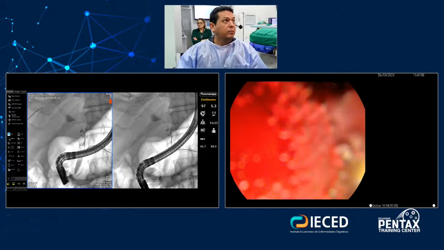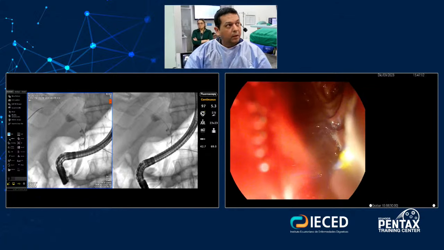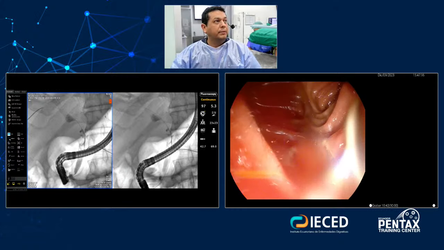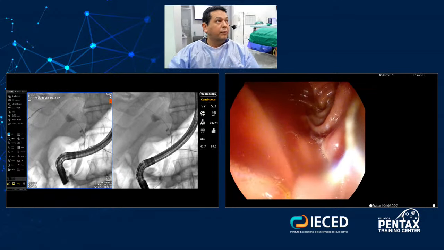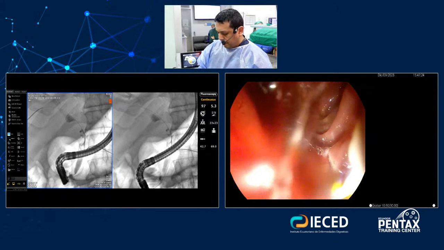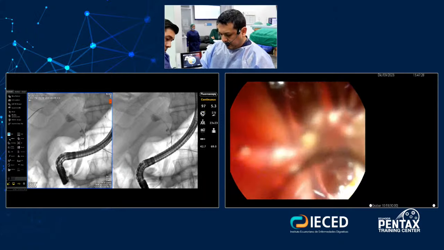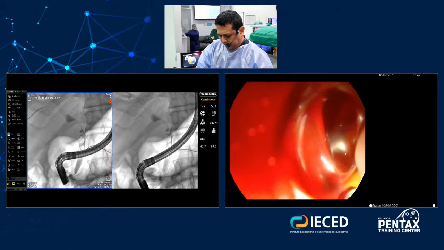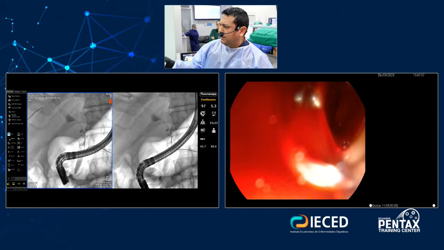Bueno, dame el stent, dame. I will place the stent first, just to have more. Yes. So I will pass the stent now, okay? So I will place a biodegradable stent. This is Archimedes stent.